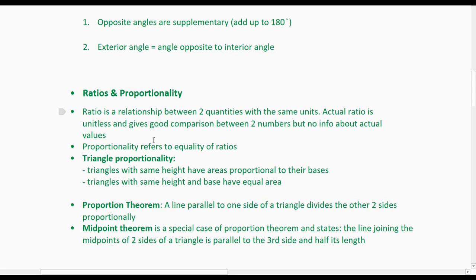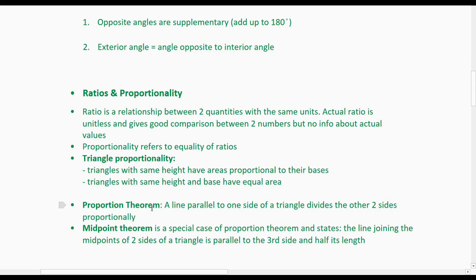Then I explained proportionality, which basically just refers to the equality of different ratios. Then I looked at triangle proportionality, more specifically diagrams of triangles drawn between parallel lines, and the main point was that such triangles would have the same perpendicular height. And the first thing was that triangles with the same height will have areas proportional to their bases. And then triangles with the same height and the same base will have equal areas.